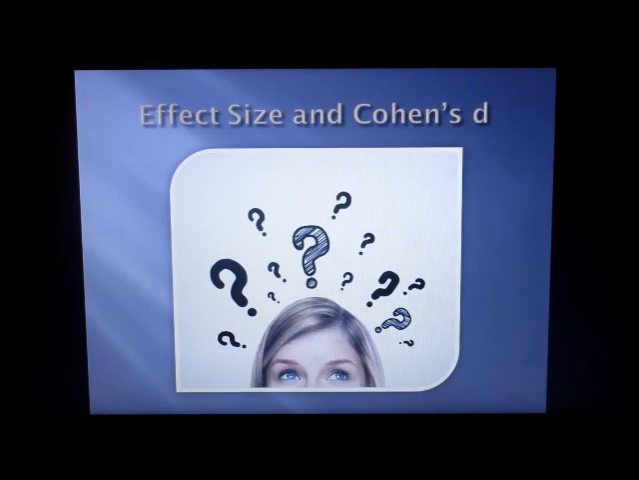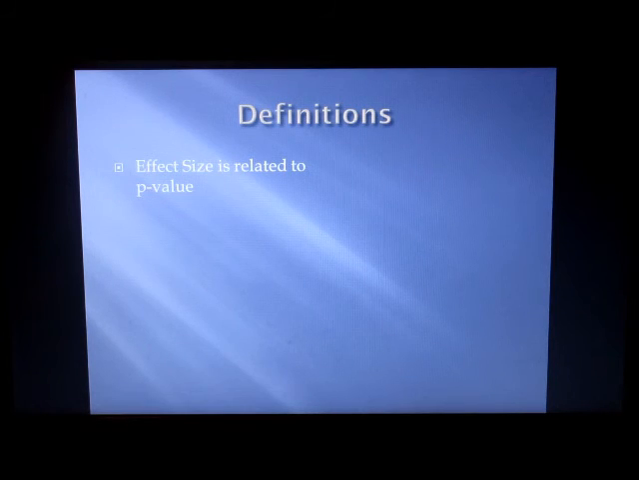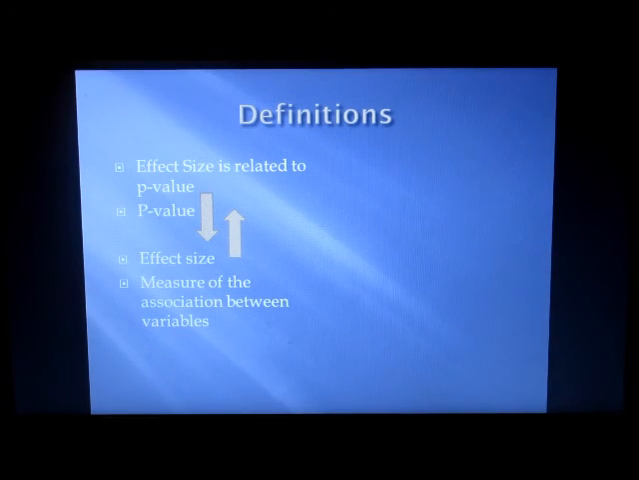What is the effect size and Cohen's d? Effect size in statistics is related to the p-value or the probability of the null hypothesis being correct. As the p-value goes down, the effect size will go up. Basically, it is the measure of association or sizes between variables.